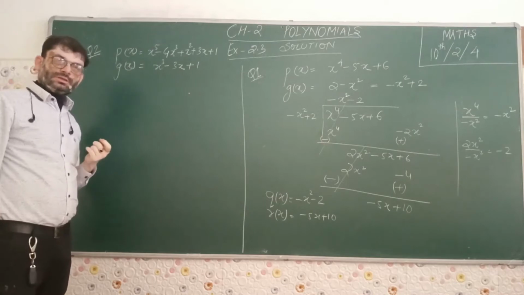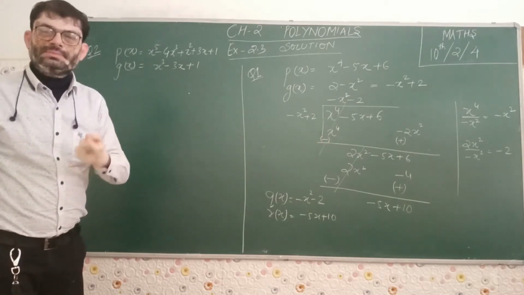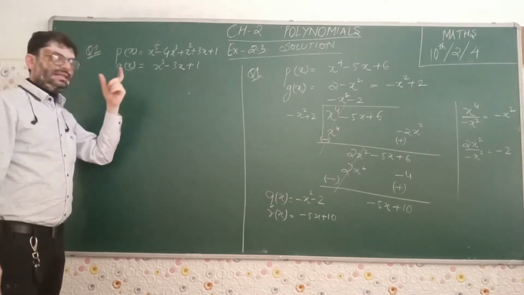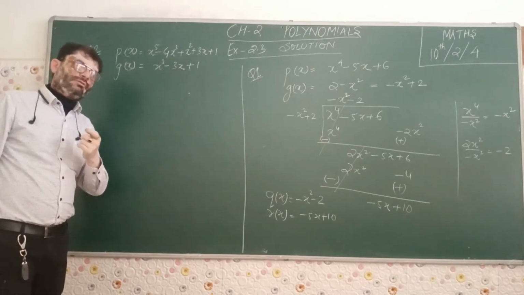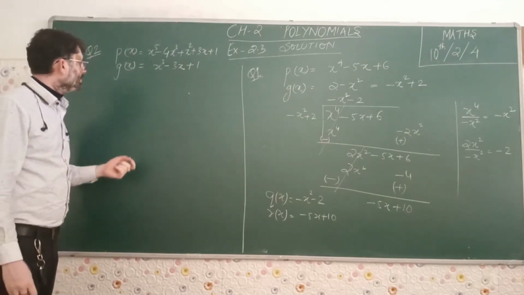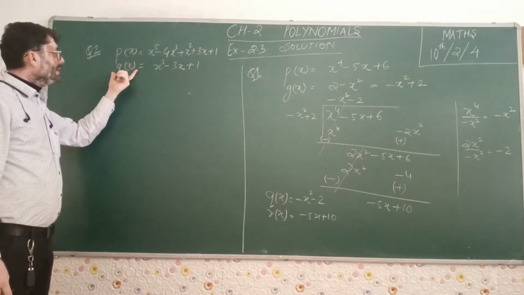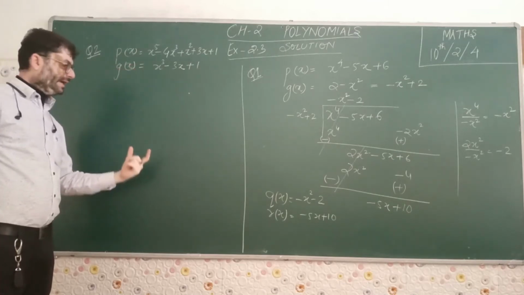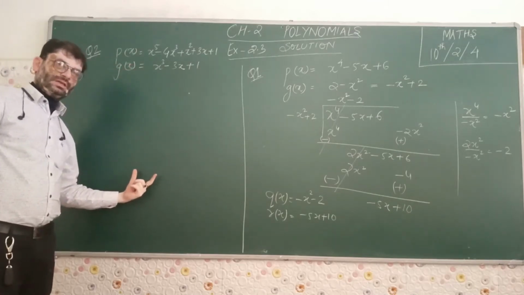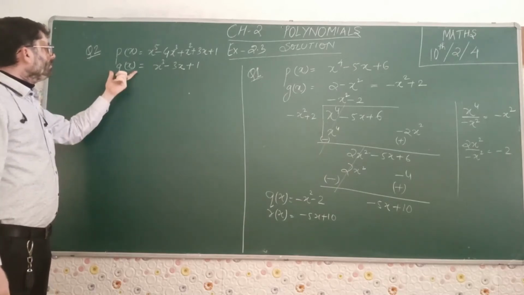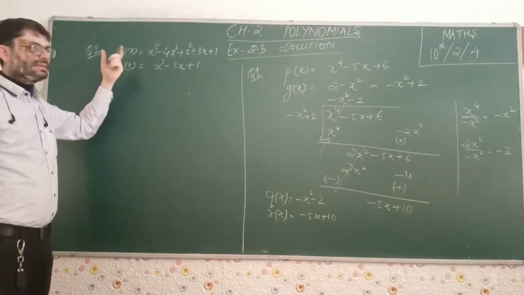In the division process, if the remainder becomes 0, that means the divisor is a factor of the dividend. That means if p of x is divided by g of x and we get remainder r of x to be 0, then we say that g of x is a factor of p of x, else not.